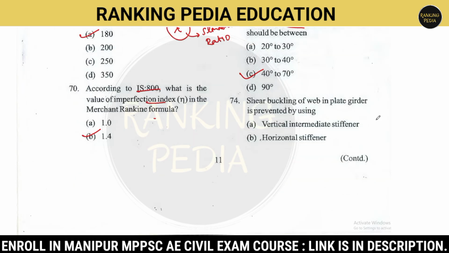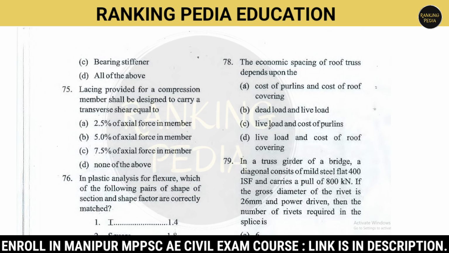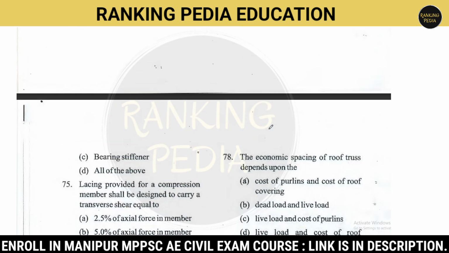So next question is question number 74. Shear buckling of a web in a plate girder is prevented by using, your options are vertical intermediate stiffener, horizontal stiffener, option C is bearing stiffener, or D, that is all of the above.